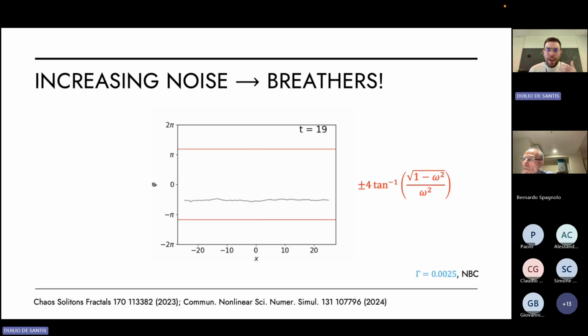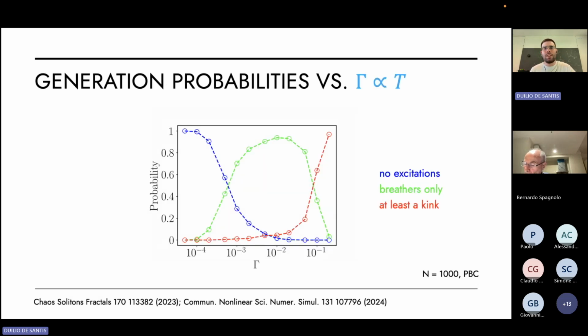So we are proposing a way of generating breathers which takes advantage of fluctuations plus a deterministic drive. And that's, according to us, an interesting way of producing these stabilized nonlinear modes. We studied this phenomenon in more detail, and we defined three essentially generation probabilities that we wanted to study as a function of the noise amplitude, or basically the temperature.